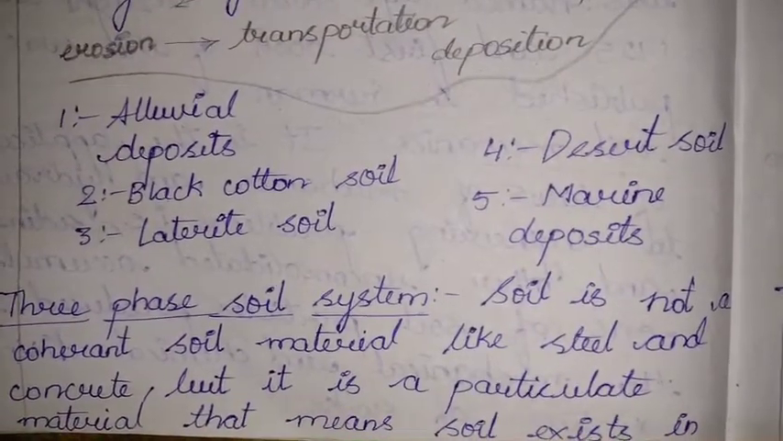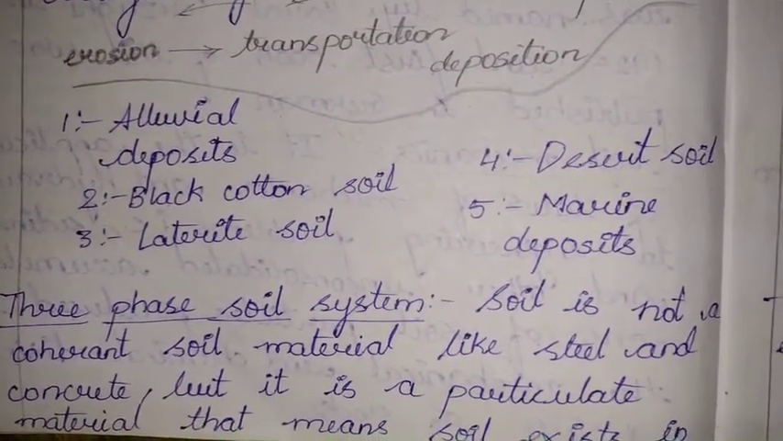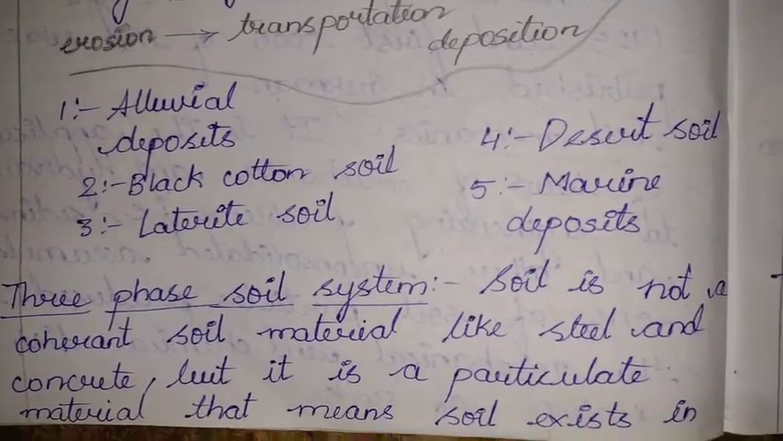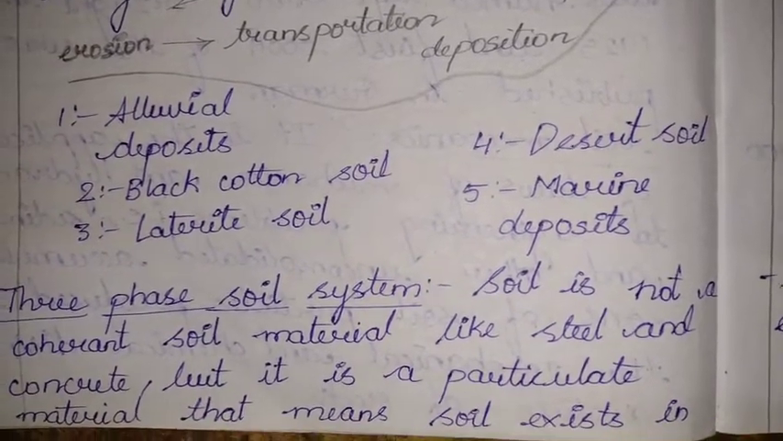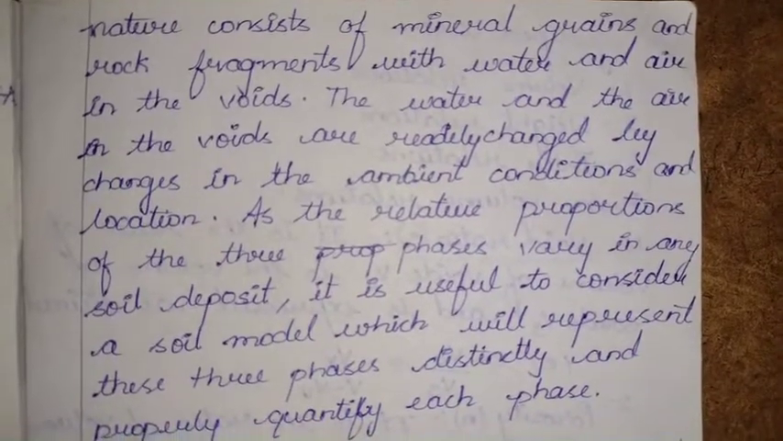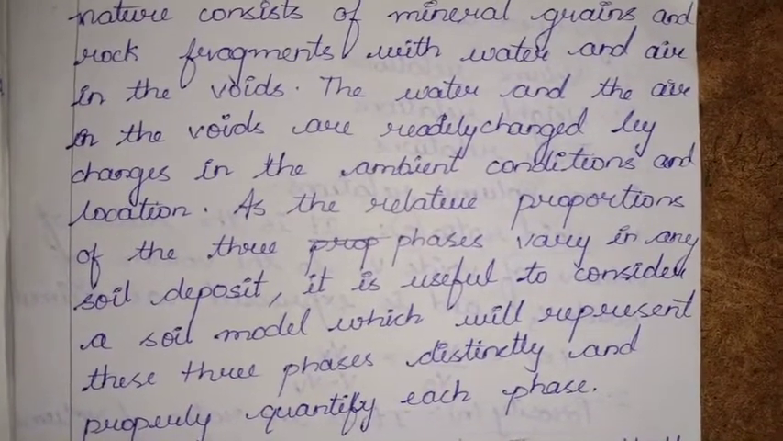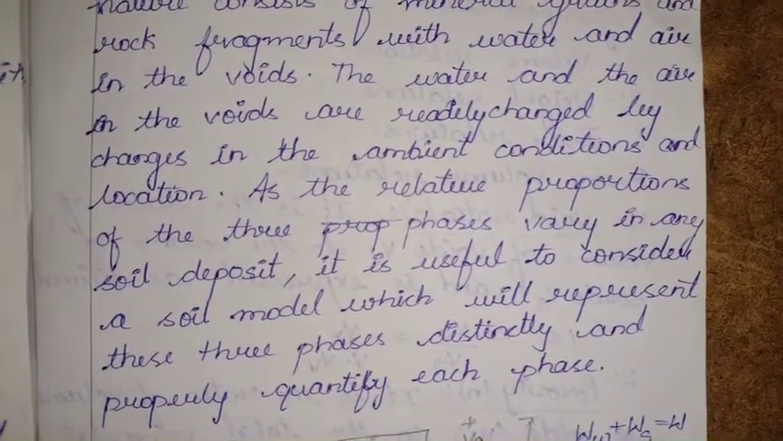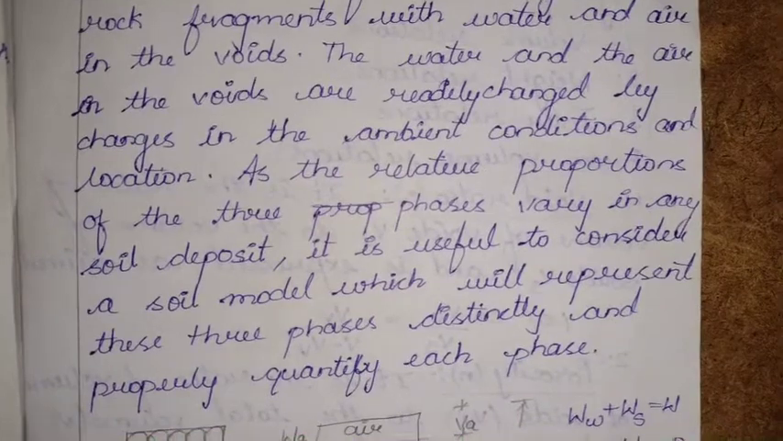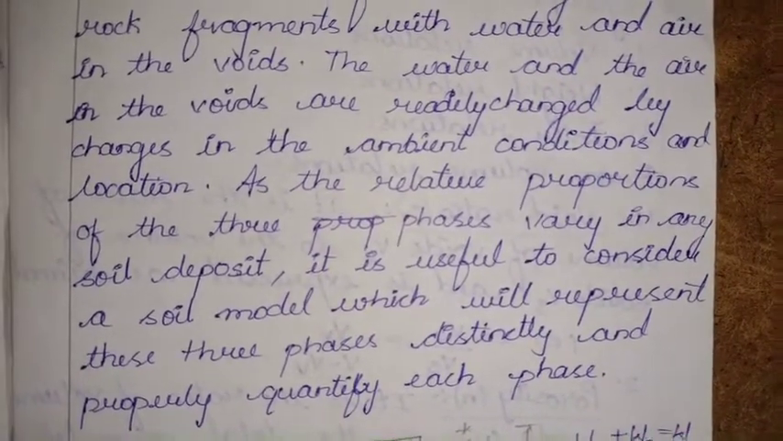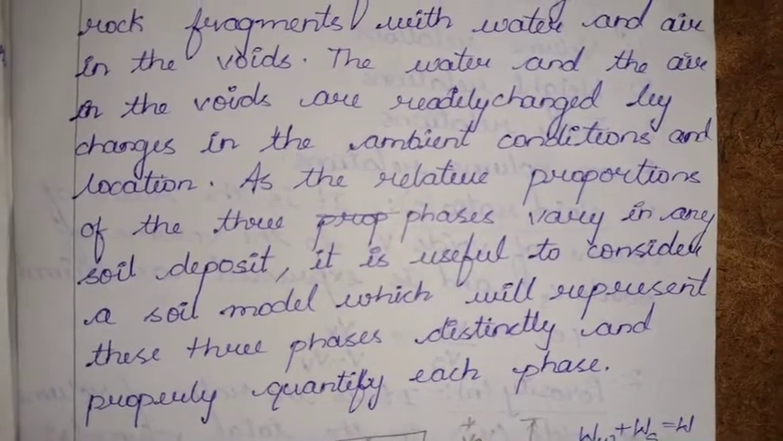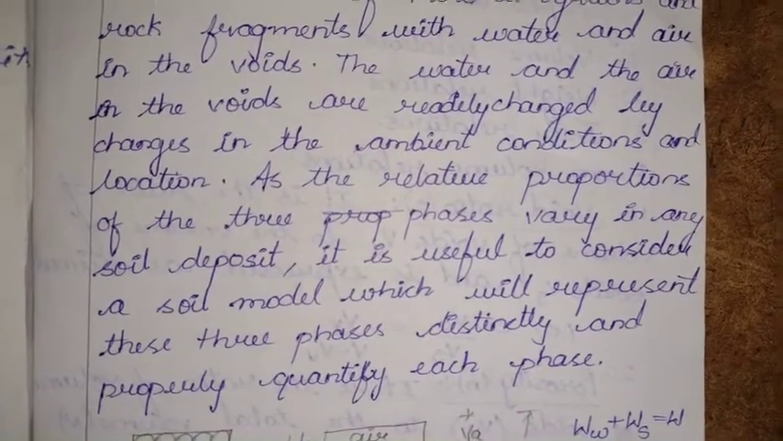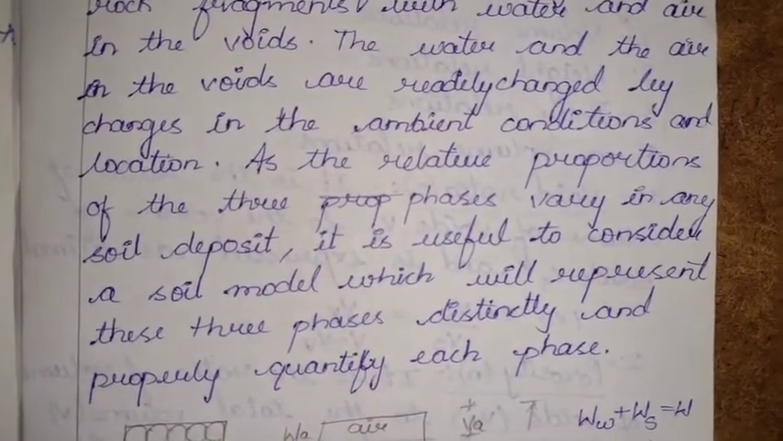When I was talking about the definition, I told you this is a three-phase soil system. Soil is not a coherent material like steel and concrete, but it is a particulate material. That means soil as it exists in nature consists of mineral grains and rock fragments, with water and air in the voids. The water and the air in the voids are readily changed by changes in the ambient conditions and location. As the relative proportions of the three phases vary in any soil deposit, it is useful to consider a soil model which will represent these three phases distinctly and properly quantify each phase.